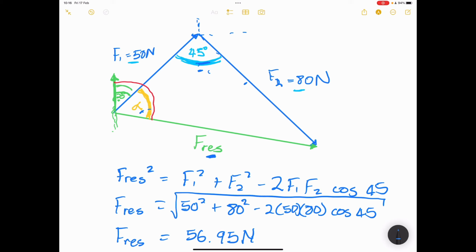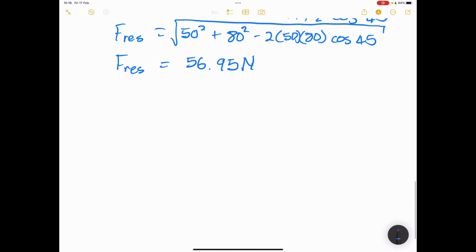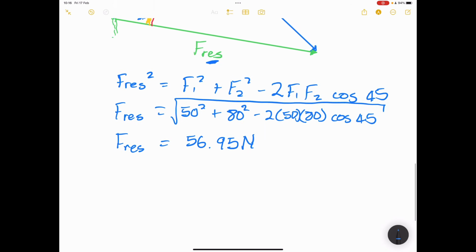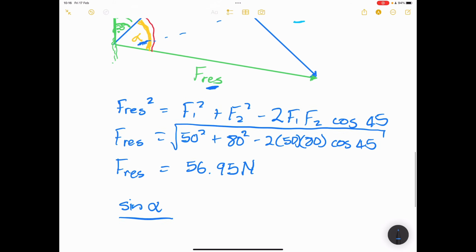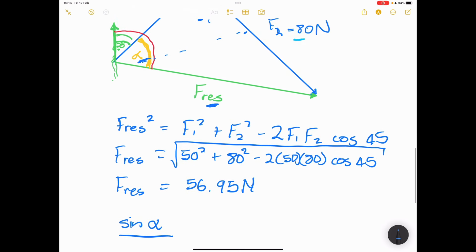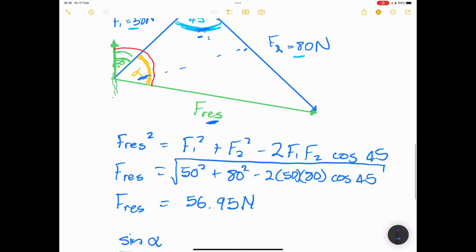So for the sine of 45, I'm going to use F res, that's the side opposite that. But because I'm looking for this angle, I have to use the opposite side, which is F2. So this is going to be the sine of alpha. It doesn't matter whether you start with the side or with the sine of the angle, as long as you keep to the same thing with the others.